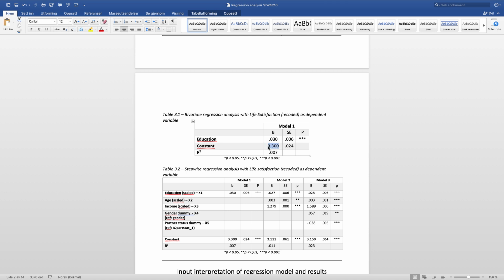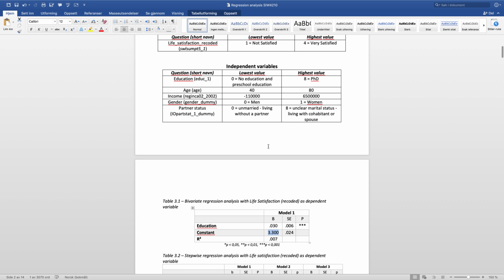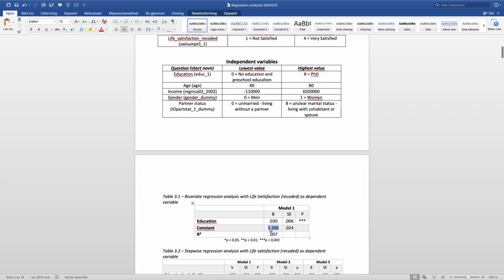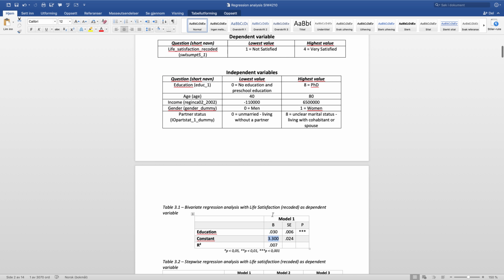In this example, the constant can actually also be interpreted substantially, because 0 is no education. So this is the mean life satisfaction for those who have no education or preschool education. And if you look at the scale going from 1 to 4, the mean for this group is 3.3, so everyone is pretty satisfied, aren't they? You are closer to the 4, very satisfied, than you are to 1, not satisfied. So people are quite satisfied, but this is the mean value for those who have no education.